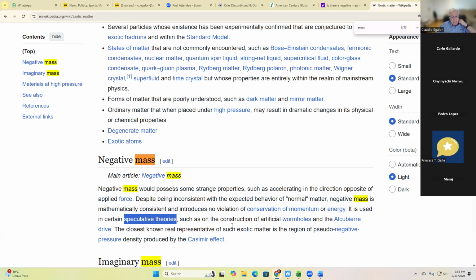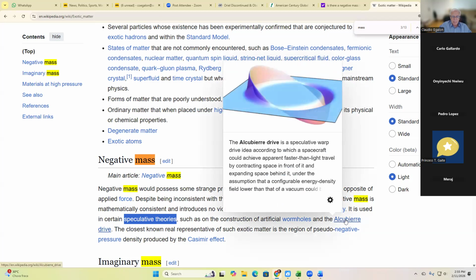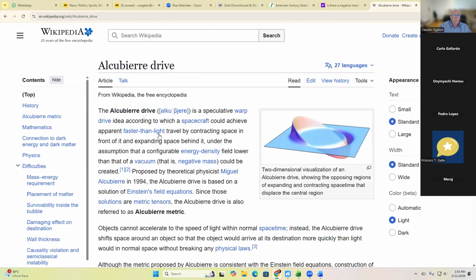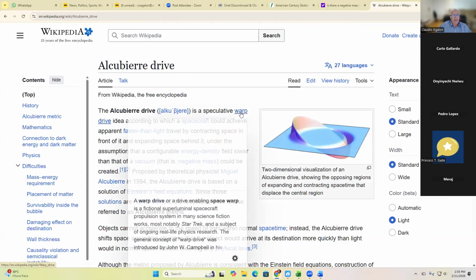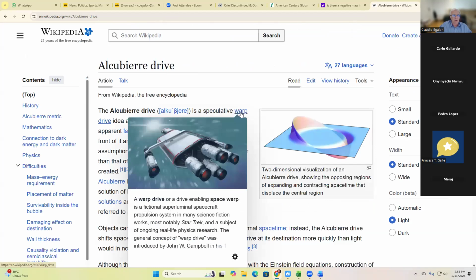There's a name for that. How do they call it? Let's take a look here. Alcubierre drive. Warp drive. Yeah, that's the word I was trying to remember. Warp drive.